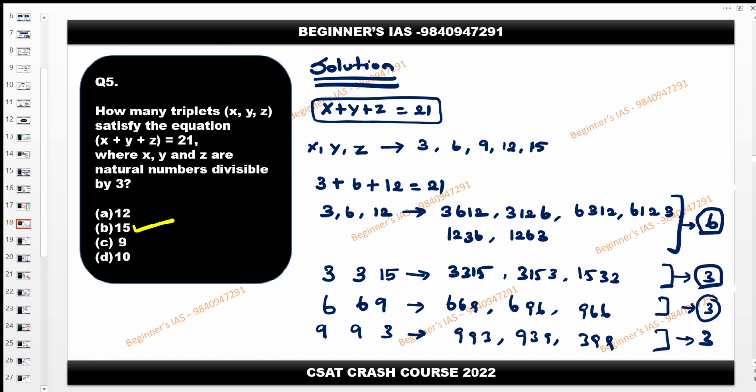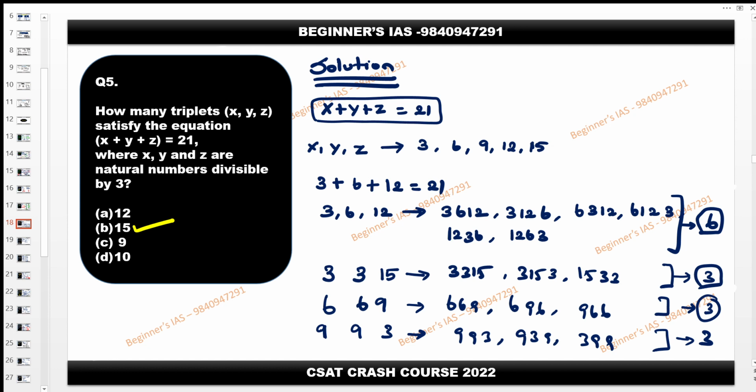This is also a very important question. Don't check the solution. First of all, go through the question first. How many triplets x, y, z satisfy the equation x plus y plus z is equal to 21, where x, y and z are natural numbers divisible by 3? Natural numbers which are divisible by 3.